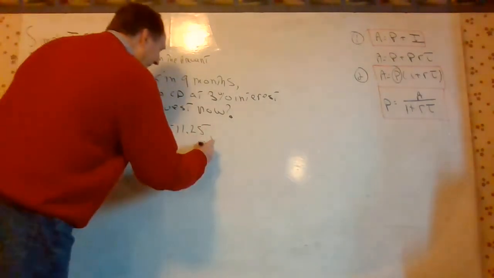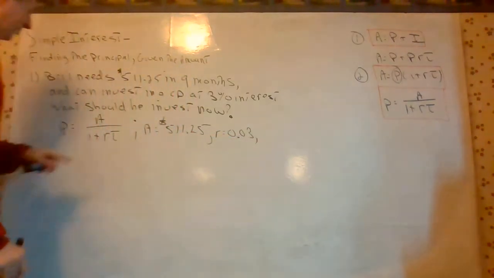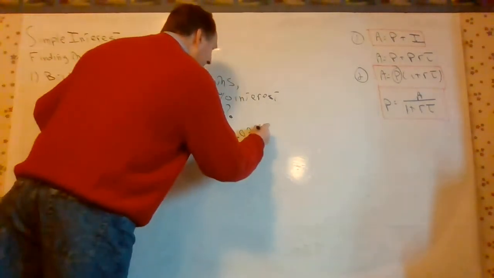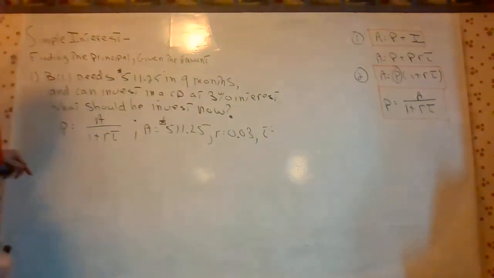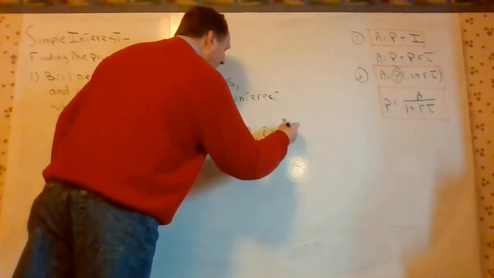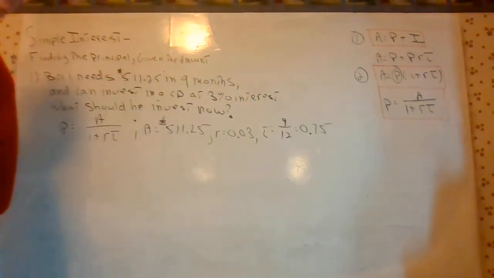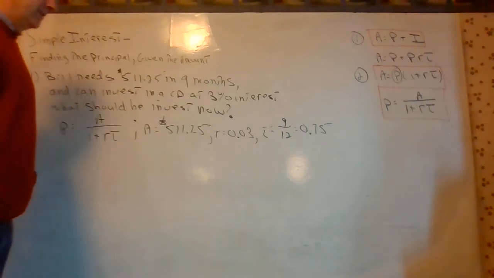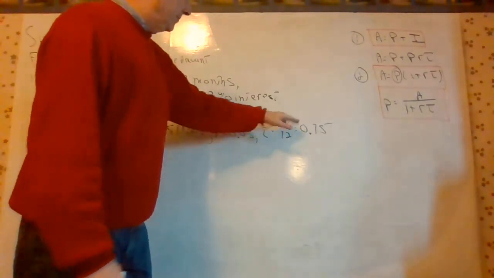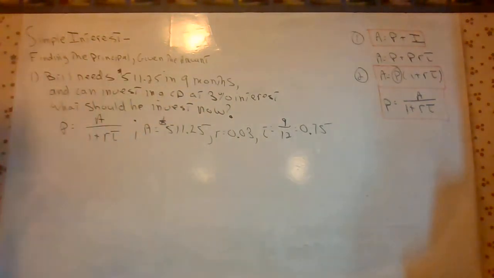And then the rate, 0.03, and the time is equal to 9 over 12, which you can convert straight away to 0.75. Just be careful, if this were 7/12, it would be a repeating decimal, and you don't want to round off too much at this point.